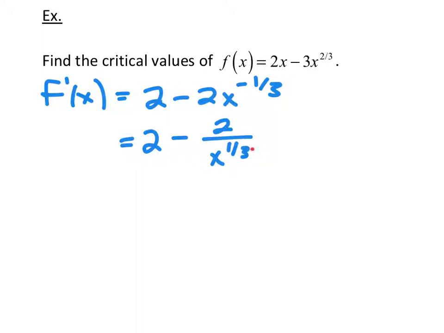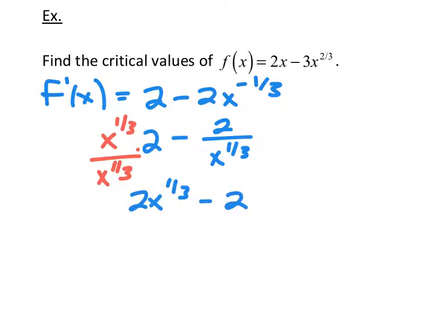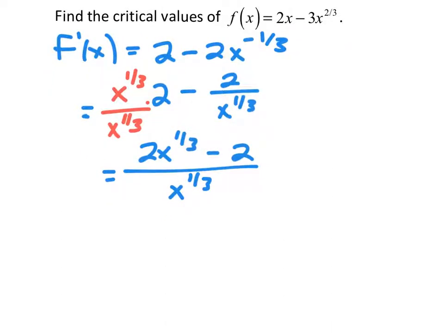So my common denominator is x to the 1/3. So what I'm really going to do is go back over here, erase that. I'm going to multiply by my common denominator of x to the 1/3 over x to the 1/3. And so this allows me to have 2x to the 1/3 minus 2 all over my common denominator of x to the 1/3. That's my f prime of x. Now keep in mind, by definition of a critical value, that is where the derivative is either equal to 0 or does not exist. Now I have a fraction, so just like the last problem, I'm going to have to set the top equal to 0 and the bottom equal to 0.